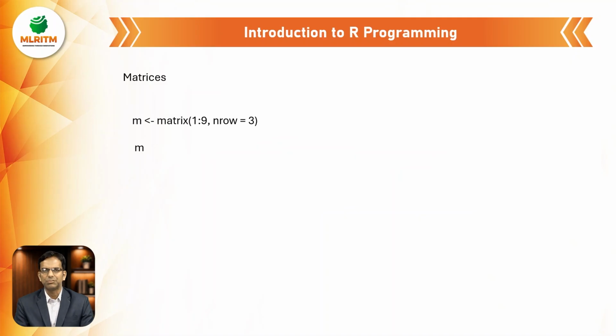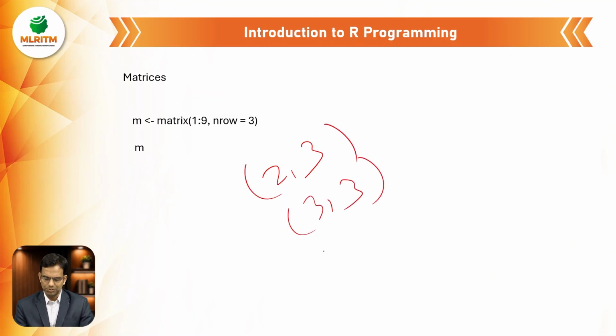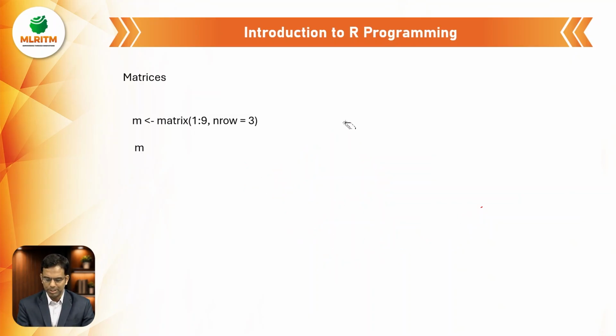And matrices define what? Matrices define a specific row number and column number. 2 cross 3, 3 cross 3, 3 cross 2. So whatever specific row and column number we are typing, that comes under matrices. Okay, that is the meaning of matrix.